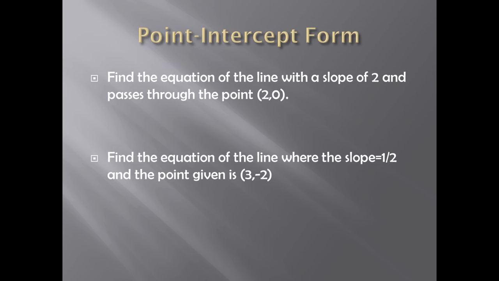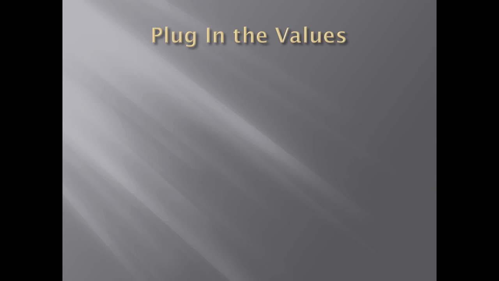Now for the point-slope form, we're going to do the same thing, just check the equation and plug in the givens. We're going to find the equation of the line with the slope of 2 passing through the point (2, 0), which is the x-intercept. Remember I said that earlier. Then the line where the slope is equal to 1/2 and the point given is (3, -2). So let's check our work. We're going to plug in the values. y minus y1 is equal to m times x minus x1.